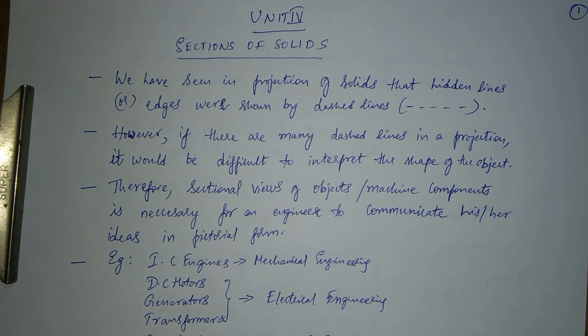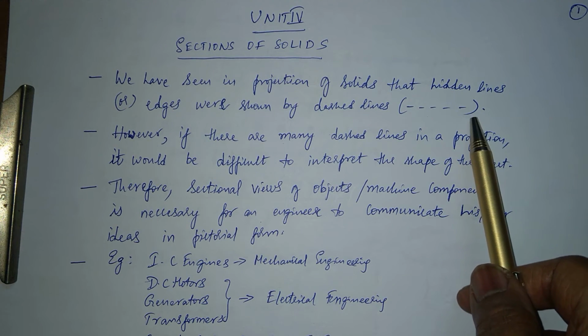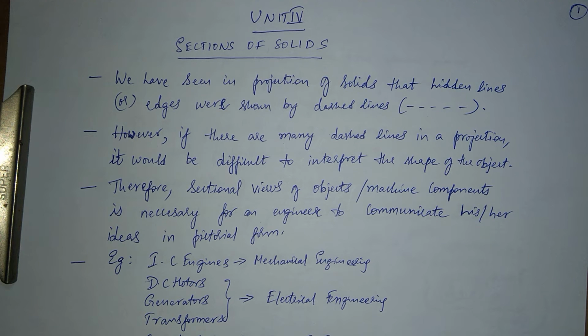In that we have been showing the hidden details by dashed lines, like this. However, if there are many dashed lines in a projection, it would be difficult to interpret the shape of the object, particularly if it's machine components or any other components in engineering drawing.